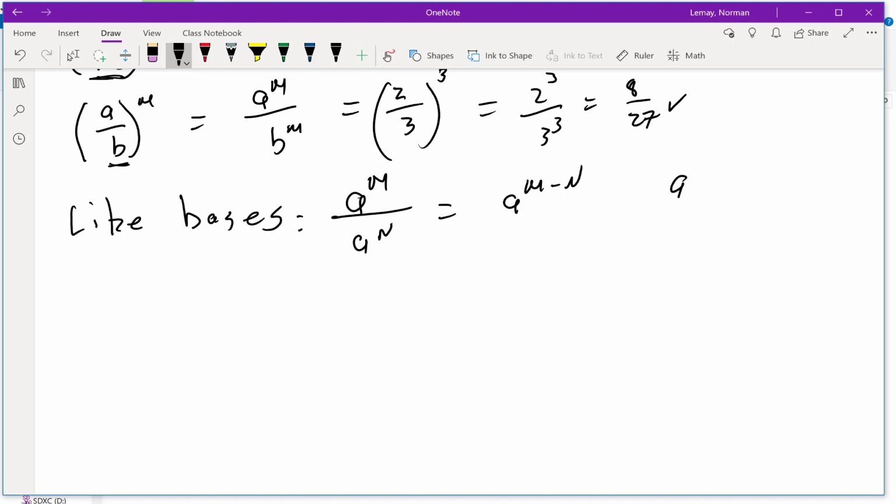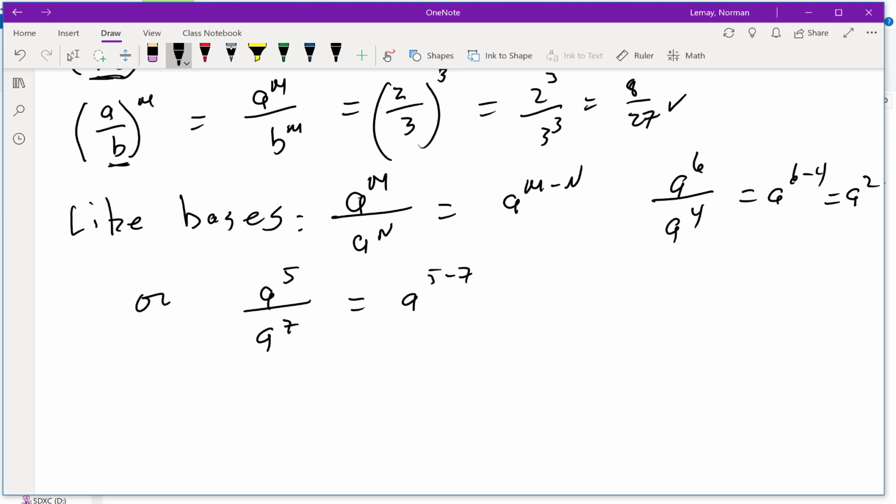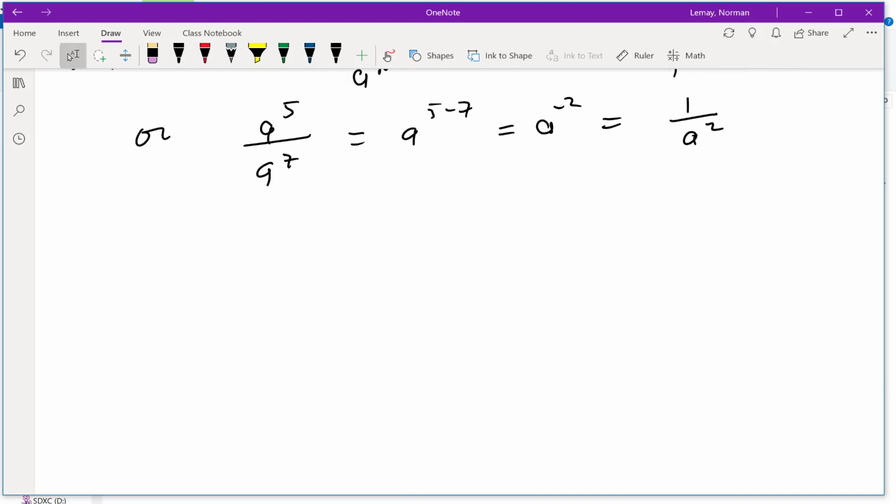So note that if we had a to the 6th power divided by a to the 4th power, then this is a to the 6 minus 4, which is a squared. Or if we had a to the 5th power divided by a to the 7th power, then I get a to the 5 minus 7, which is a to the minus 2 power. And again, using our negative exponents, it's 1 over a to the 2nd power. Just to give you a hint, we always write the final result with positive exponents.